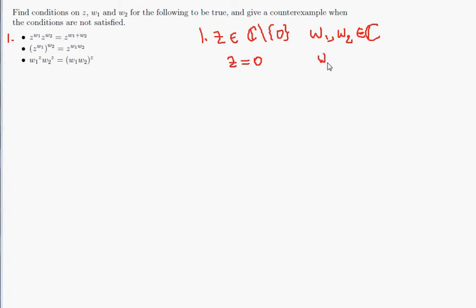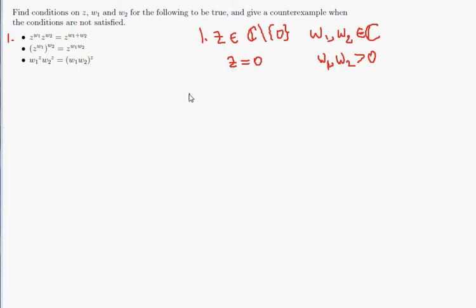And even if z is equal to 0, there is a case where this theorem still applies if w1 and w2 are both positive real numbers. For example, 0 to the 4th times 0 to the 5th is equal to 0 to the 9th. The theorem breaks down if these conditions don't hold.